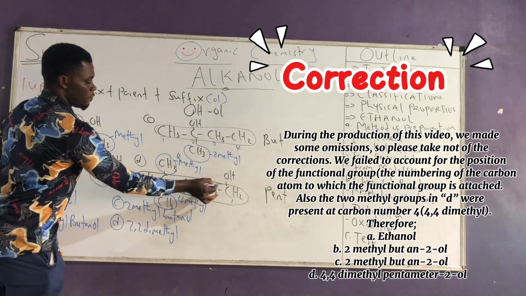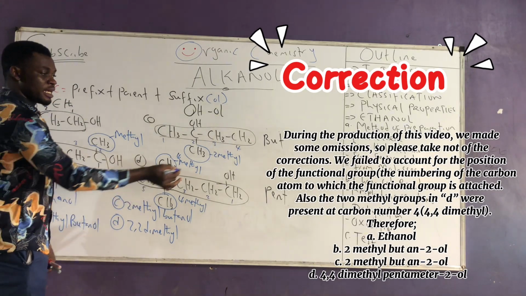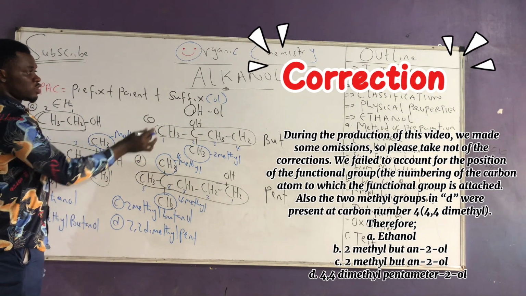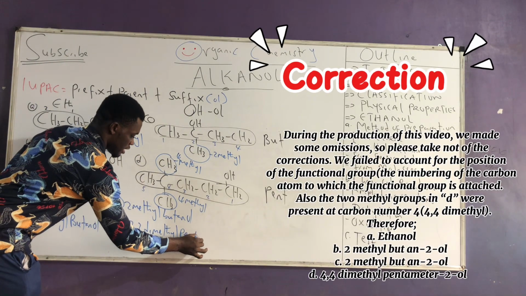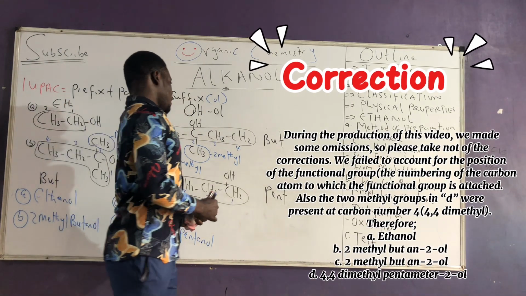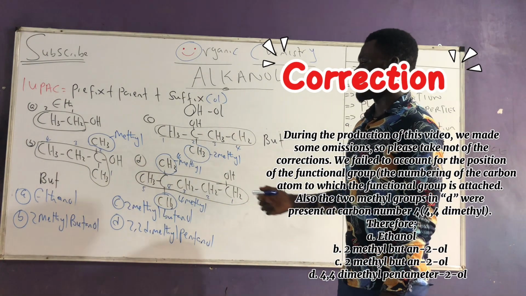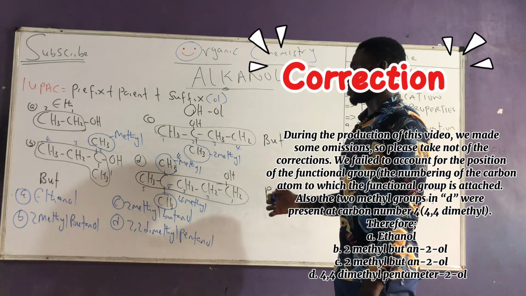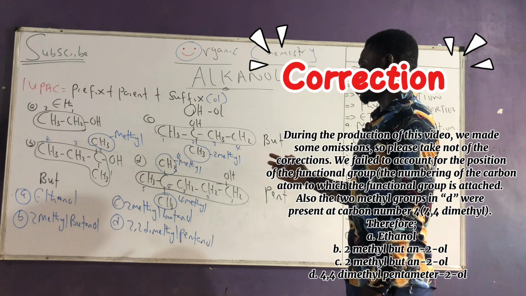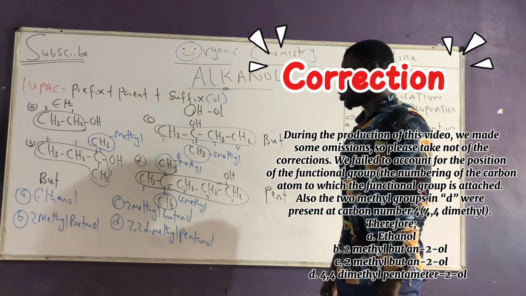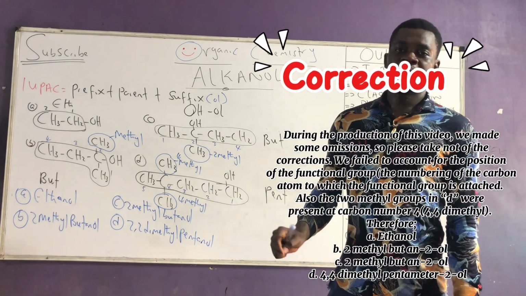What about the parent name? 1, 2, 3, 4, 5. We established that the parent name is pent. What about the suffix? The suffix is OH. So this is pentanol. Very simple. So for the first compound, the IUPAC nomenclature becomes ethanol. The second compound is 2-methyl butanol. The third compound is 2-methyl butanol as well. Finally, the fourth compound is 2,2-dimethyl pentanol.